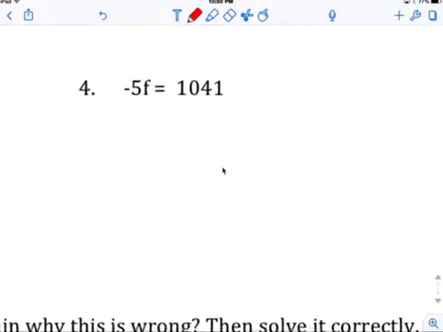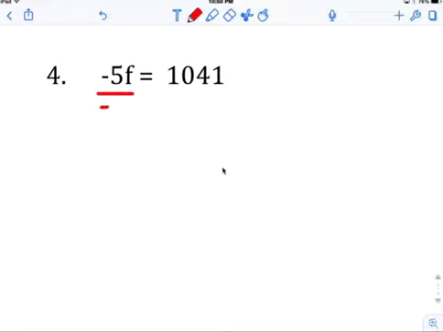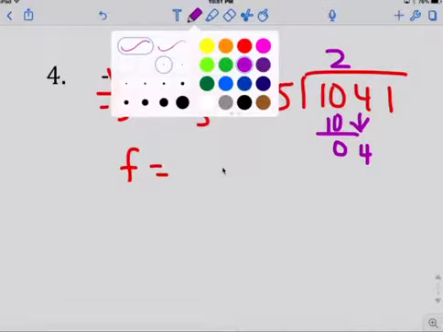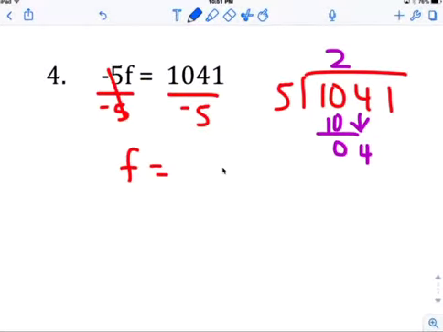Okay, number 4. Divide by a negative 5. F is equal, divide, 10, 41, divide by 5. I need to see this work here on your paper, so this is an important concept you need to learn. That's 2, because when you divide, here's the problem where most of you have. You bring down that 4. You know that 5 can't go into 4, and you bring down the 1. You cannot do that yet. You have to divide by 5 first.